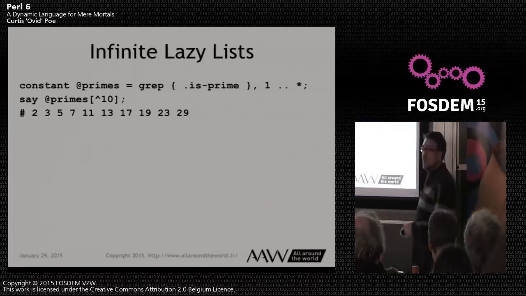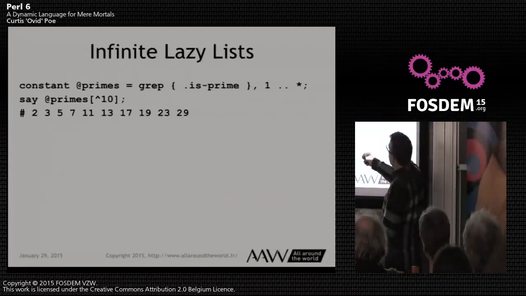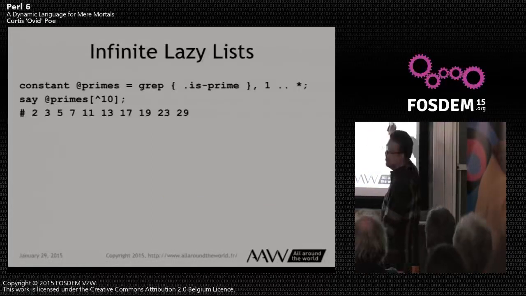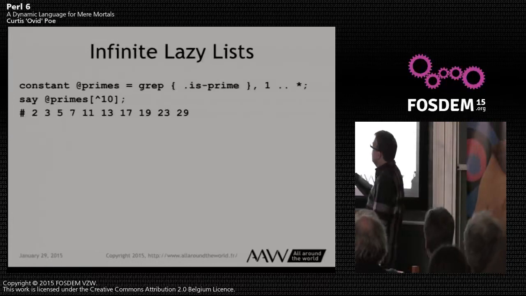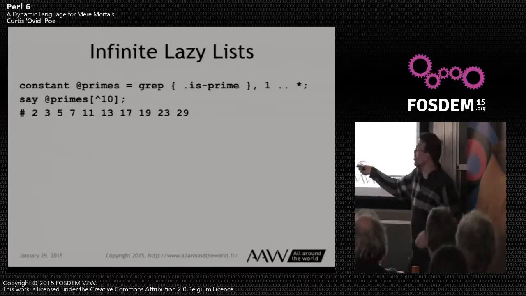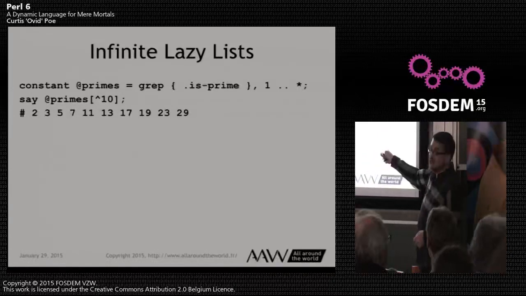So this is the part which tends to scare people. This is an infinite lazy list of, we're going to get all prime numbers from 1 to whatever, basically infinity. And we're going to assign it to this constant primes. We can declare constants. It's going to be immutable. So say all the primes up to 10. We get the first 10 prime numbers.